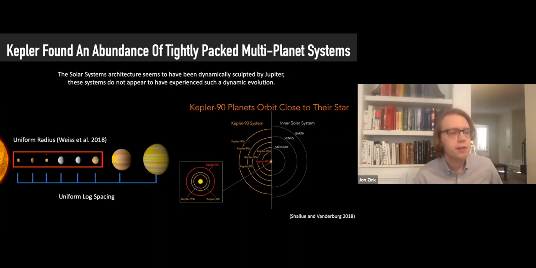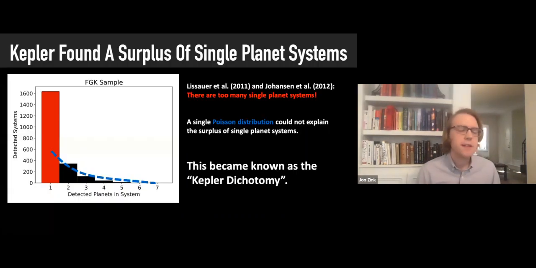But there was another issue that was found with the Kepler data, and that was when we looked at the multis and we compared them to the singles, so the systems where we only found one planet. There was a big disconnect. There's this clear separation, right? So you see this red here is the single planet systems, and the black are the multi-planet systems. And there's this giant gap that we observed from the singles to the multis.